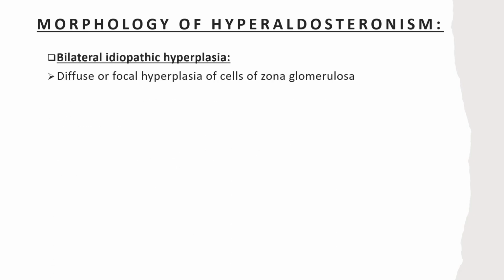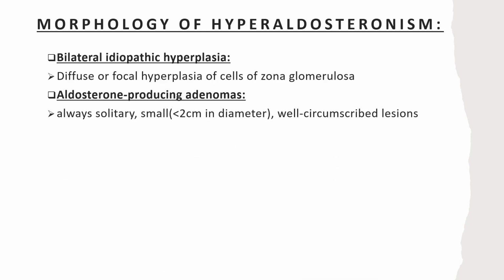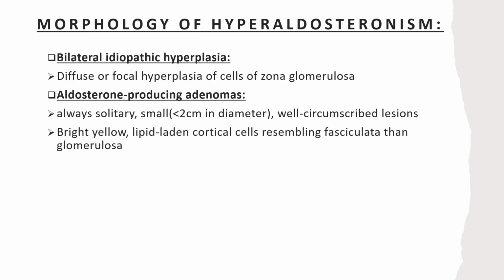And the morphology of hyperaldosteronism can be seen as, in bilateral idiopathic hyperplasia, diffuse or focal hyperplasia of the cells of the zona glomerulosa, and aldosterone producing adenomas that present as solitary and small, well circumscribed lesions, and that is bright yellow, with lipid laden cortical cells that resemble the fasciculata rather than the glomerulosa. That means its appearance becomes similar to that of the zona fasciculata rather than that of the glomerulosa, due to the lipid laden cortical cells which give it a bright yellow appearance.